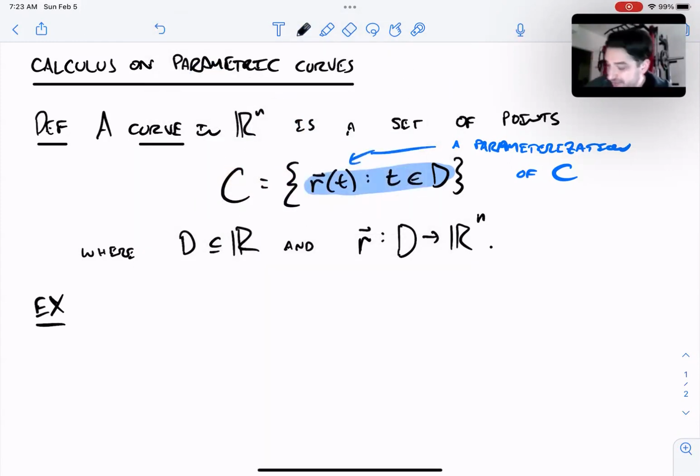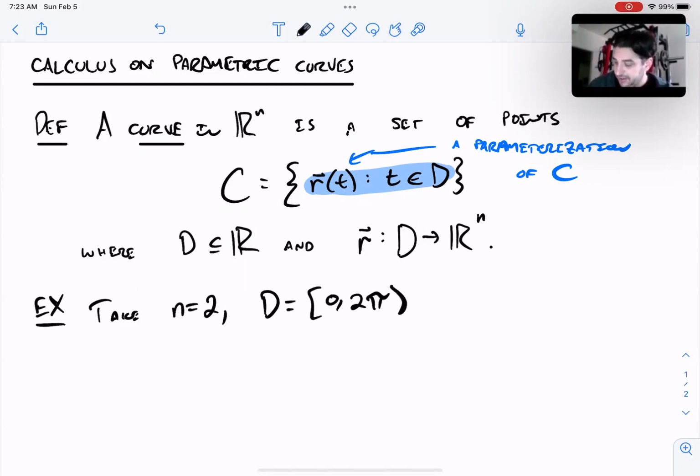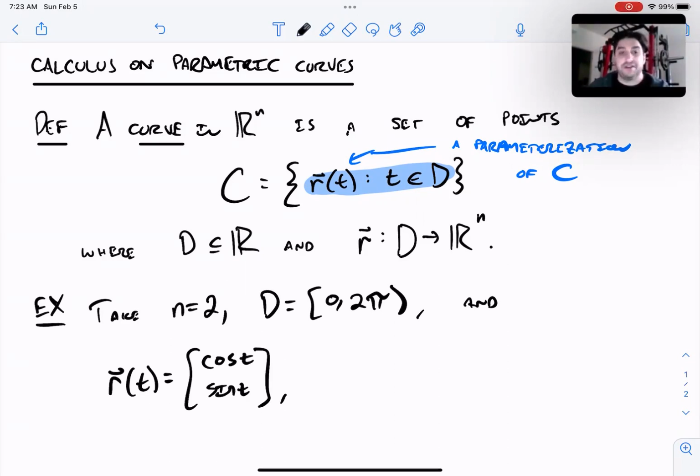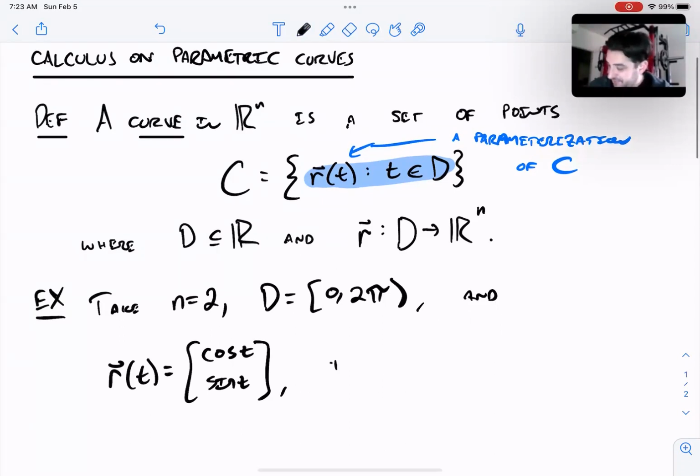So yes, I claim this is something very familiar. If you take n equal to 2, if you take D equal to the interval 0 to 2 pi, closed on one side, open on the other, and take R equal to cosine t, sine t, then this is something incredibly familiar. This is the unit circle in the plane.